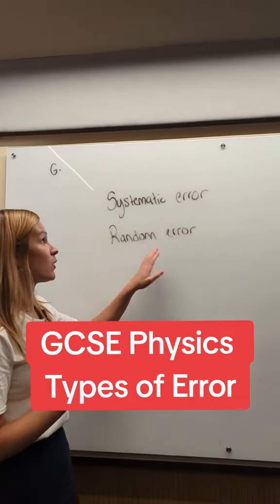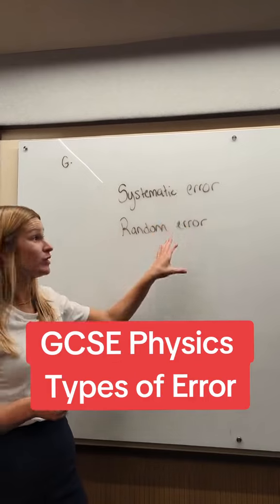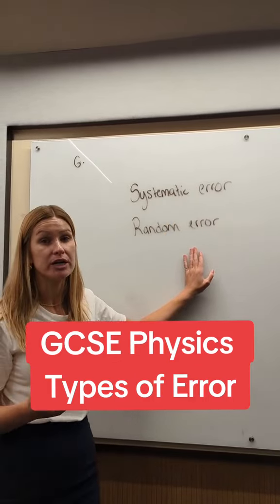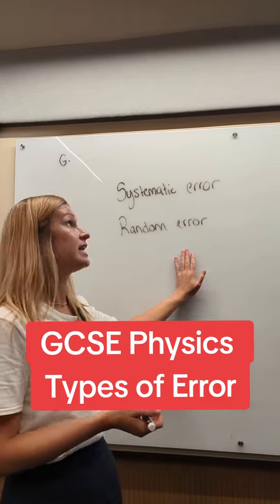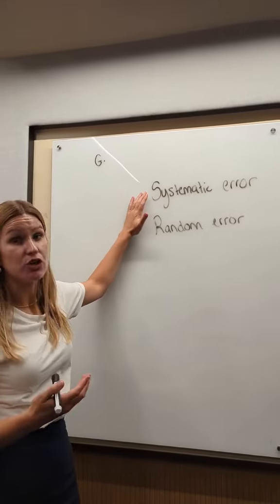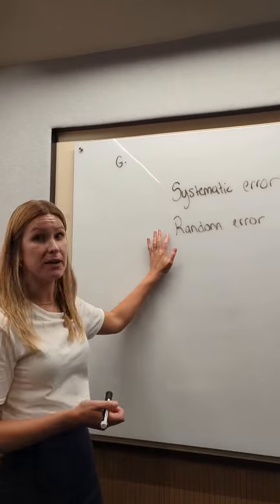So today we're going to do some questions on the types of error, okay? Because recently in the papers this has come up a lot more, because now they've been given the data sheets. So the two main types of error that you need to know about are systematic error and random error, okay?